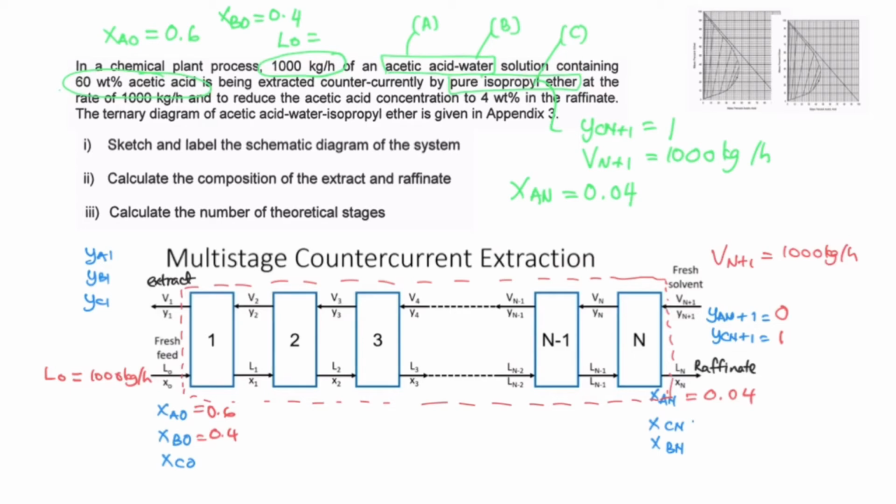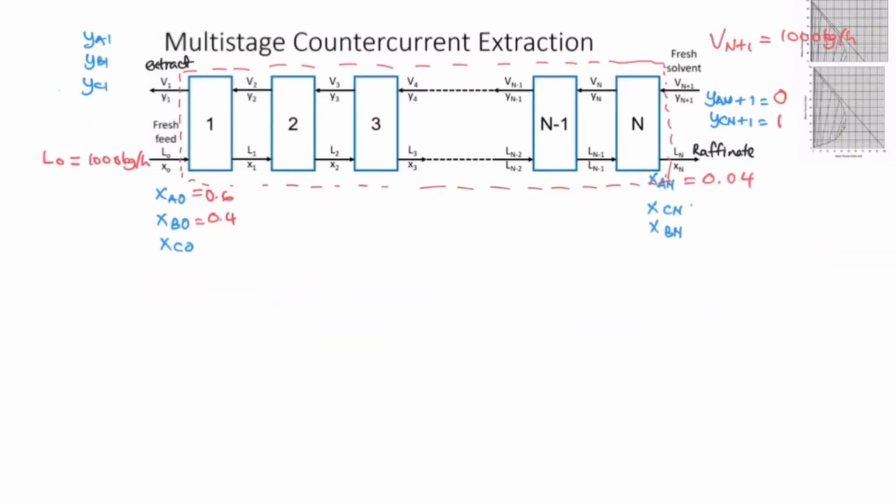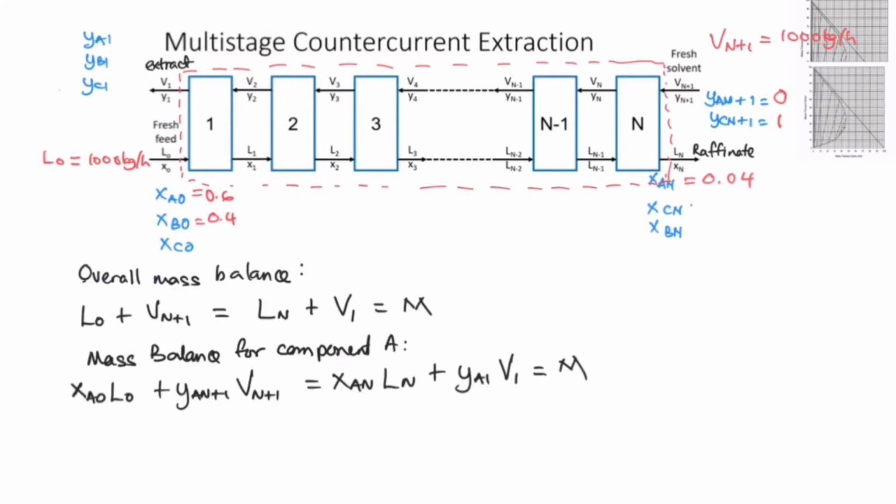Okay, now look at question number 2 or part 2. For part 2, you need to calculate the composition of the extract and the raffinate. So we need to solve the composition of the raffinate and the composition of the extract. We're going to do that now. Now let's do the material balance for our system. These are the mass balances on the system that we have.